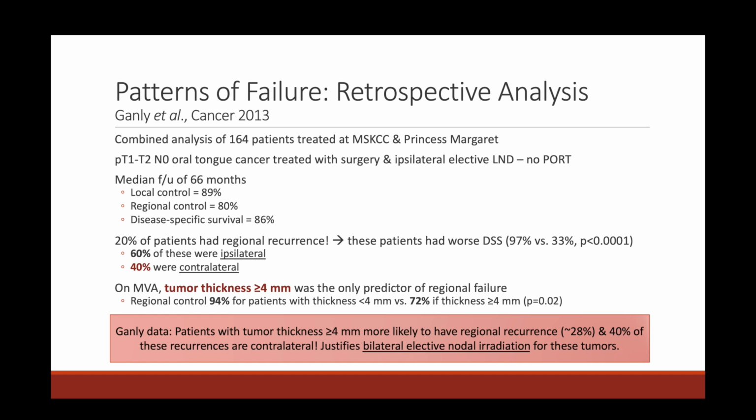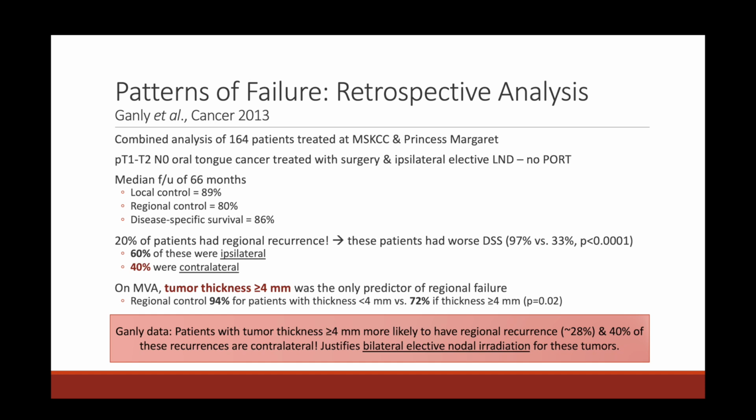At a median follow-up of 66 months, so just over 5 years, there was an 89% rate of local control, 80% rate of regional control, and 86% disease-specific survival. Now, 20% of the patients on this study ended up having a regional recurrence, and those patients that had regional recurrence had significantly worse disease-specific survival. So it was 97% versus 33% if they had a recurrence. When they looked at where the recurrences were, in 60% of the cases, the recurrences were ipsilateral, but 40% of the recurrences were contralateral. So think about that.